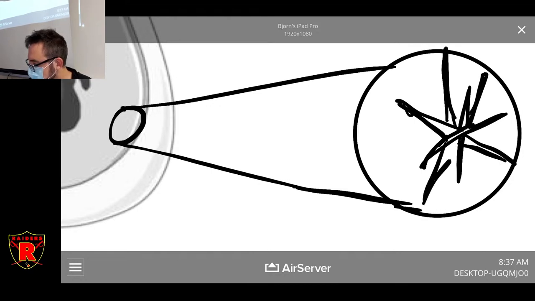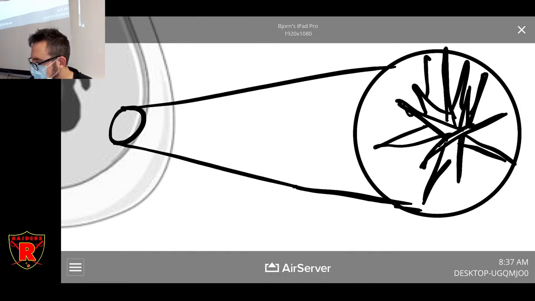These are all overlapping each other. And so when they contract, the heart muscle just shrinks. It gets smaller in every direction. That's one of the reasons why, if you've ever eaten heart meat, anybody ever had heart before?